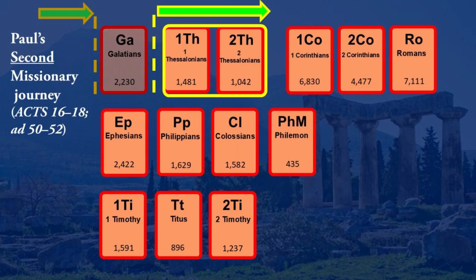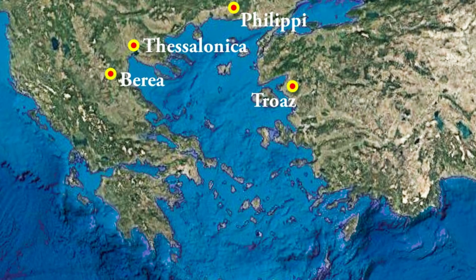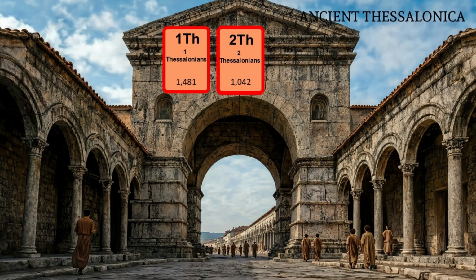Paul's second missionary journey, this time with Silas and Timothy. Paul revisited the churches in Galatia. Then on to Troas. Then Paul preached in 5 cities in Greece, including Philippi, Thessalonica, Berea, Athens, and Corinth. On that journey, during an 18-month stay in Corinth, Paul wrote 1st and 2nd letters to the church at Thessalonica.